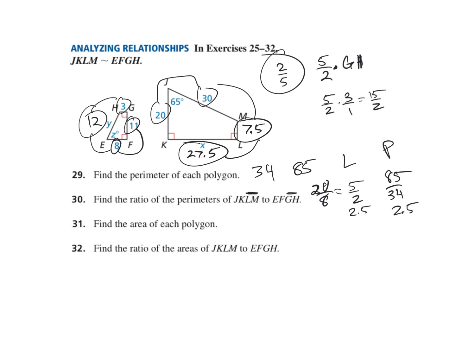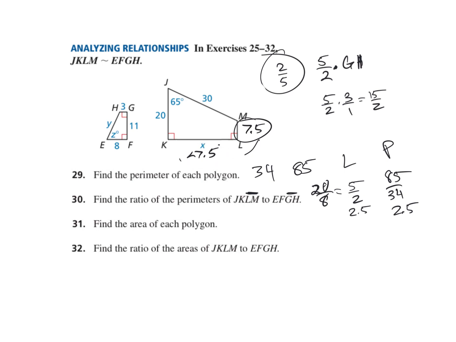Find the area of each polygon. Oh, now we got to get the area. So let me erase a bunch of these draw markings. Oops, I erased what we needed for some of it. All right, so that was 27.5. I forget what Y was. Y was 12. Okay, the area of a trapezoid is 1/2 base 1 plus base 2 times the height.